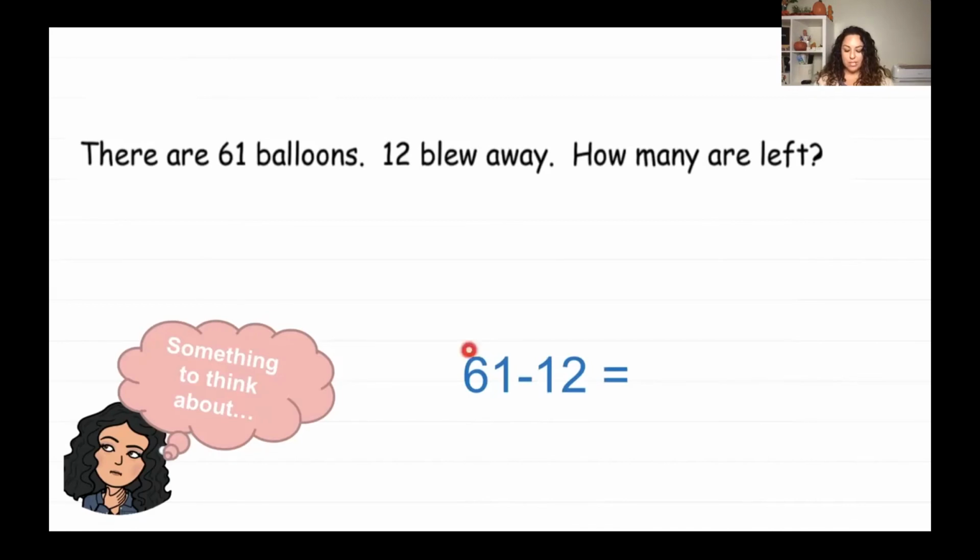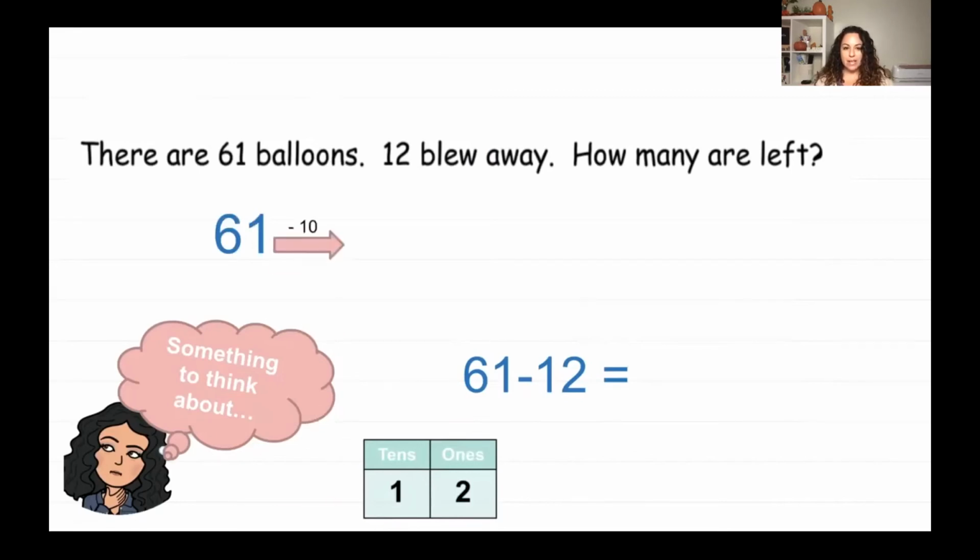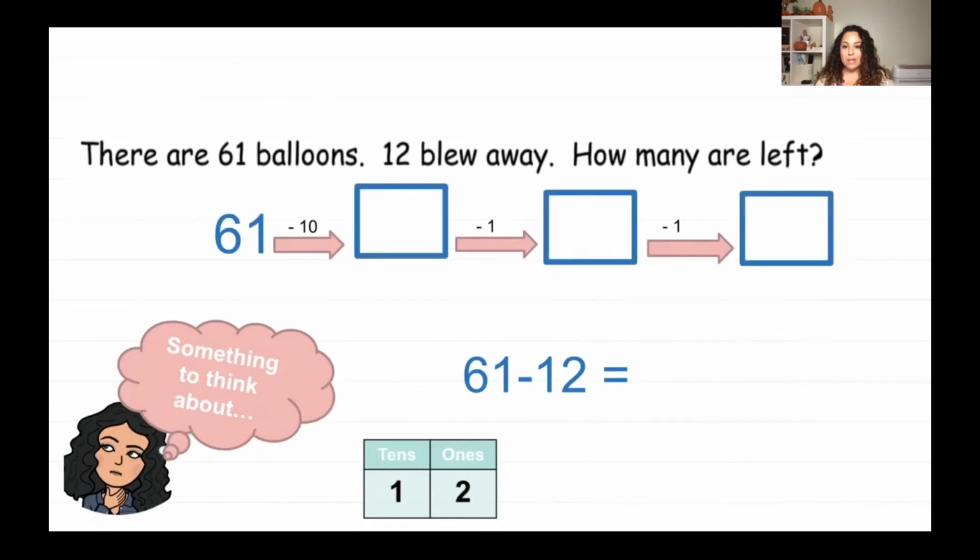Now, I'm going to start with 61, but I know that 12 is 1 ten and 2 ones. So let's go ahead and start an arrow way. I'm going to go ahead and put a 61, and I know that I'm going to take away 10, and then I'm going to take away 2 ones. So there's 1 ten and 2 ones. So let's put our boxes right there and let's figure it out.